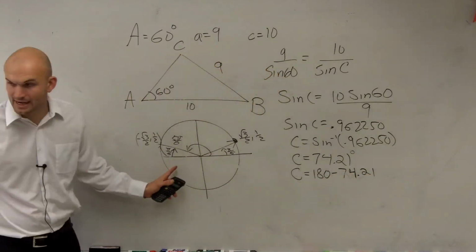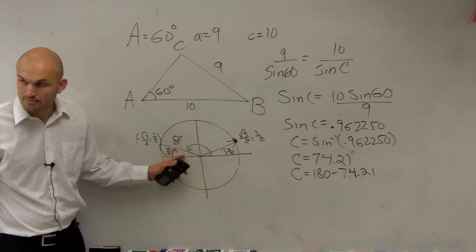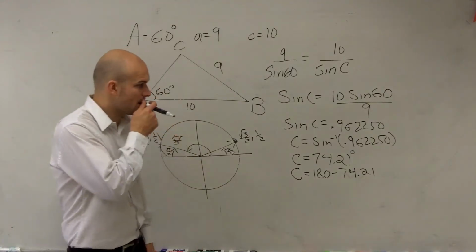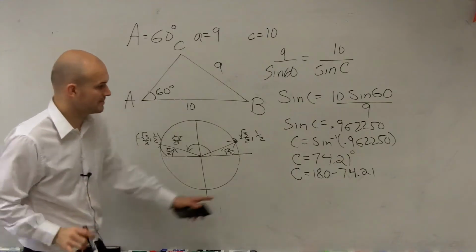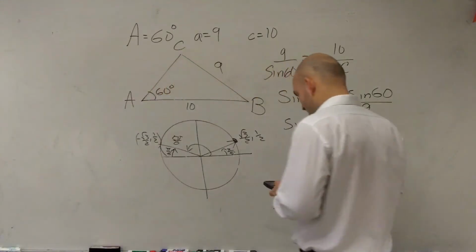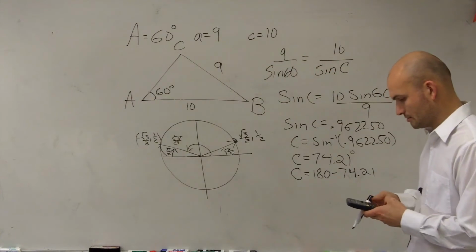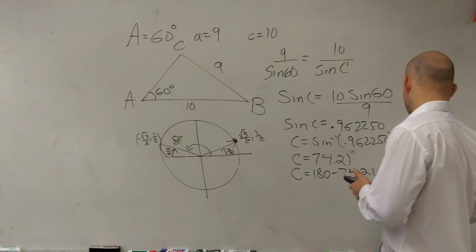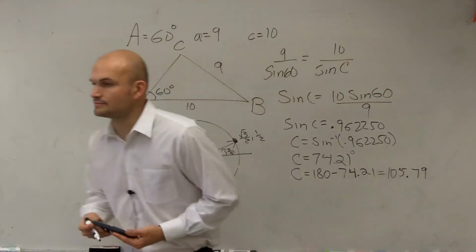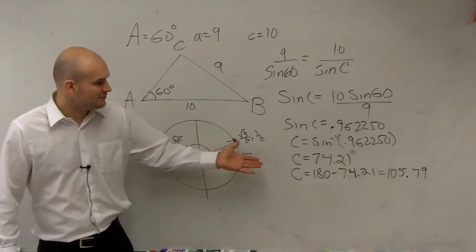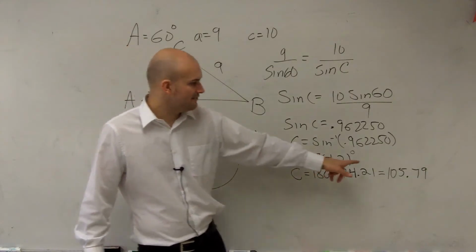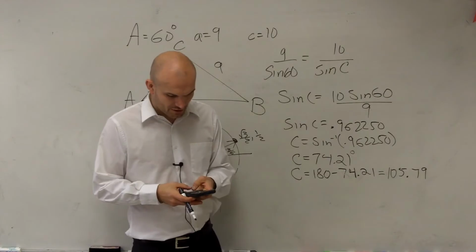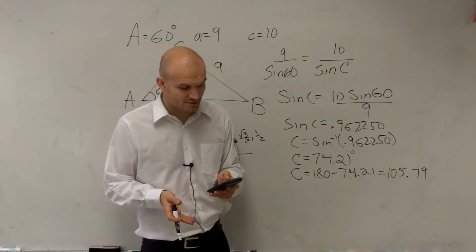Again, what I'm doing is I'm taking 180, subtracting my angle to be able to find the other possible angle. We're going to get to that in just a second. So we take 180, and that's going to equal 105.79. So what I'm trying to tell you guys, take this for example. If you take the sine of 74.21, okay, so 74.21 sine is 0.9622.